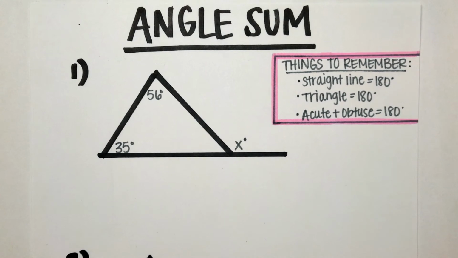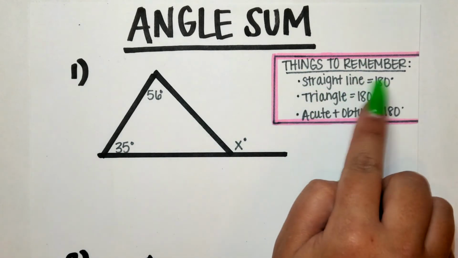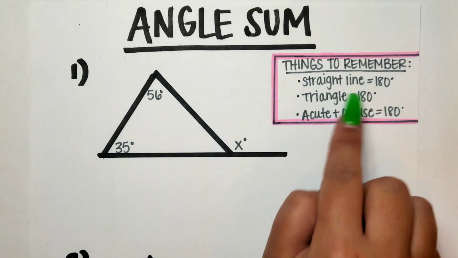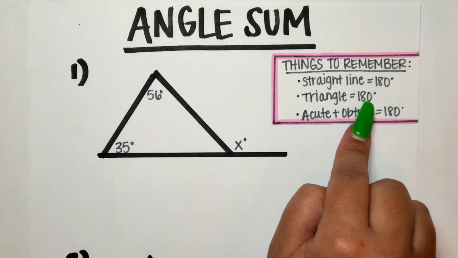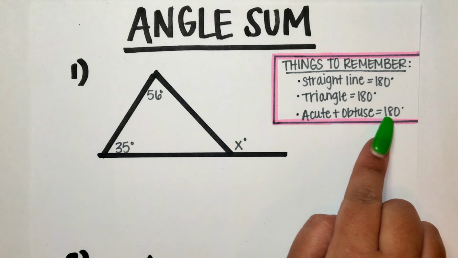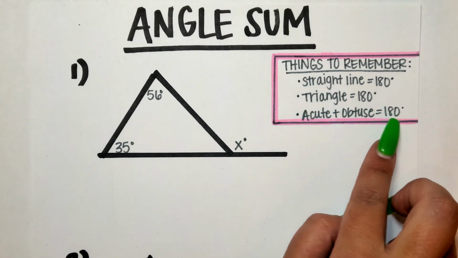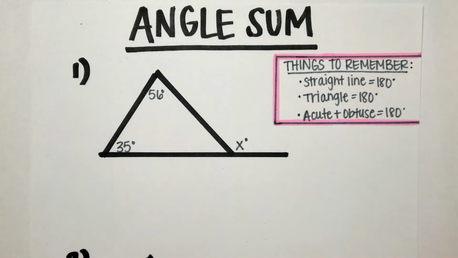This video is going to be an extension of the first video. So again, things to remember: a straight line is 180 degrees, a triangle is 180 degrees, and an acute plus an obtuse is 180 degrees. So when my angles are different, they're going to add up to 180. So let's look at number one.